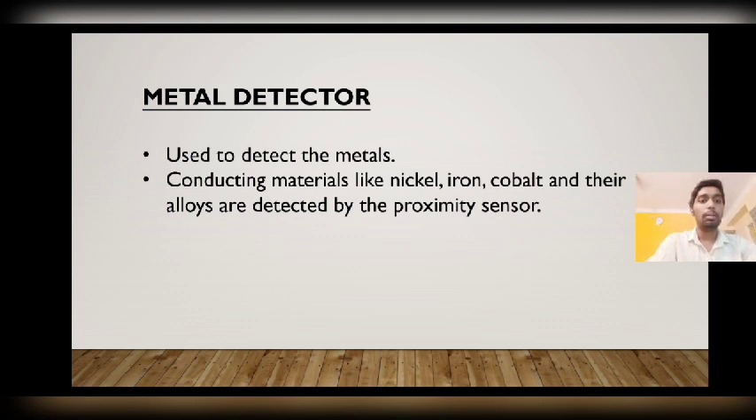Metal detector. A metal detector is an instrument that detects the presence of metal nearby. It is used to detect metals such as bombs, and to detect conducting materials like nickel, iron, cobalt, and their alloys, and it informs the type of metal detected. These kinds of detectors are mainly used for military advantages.